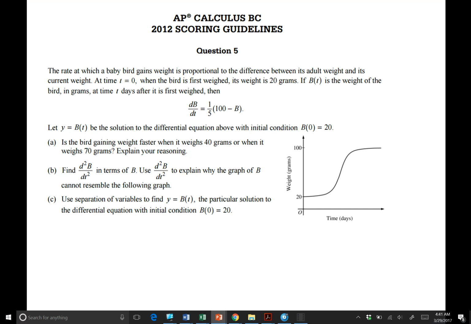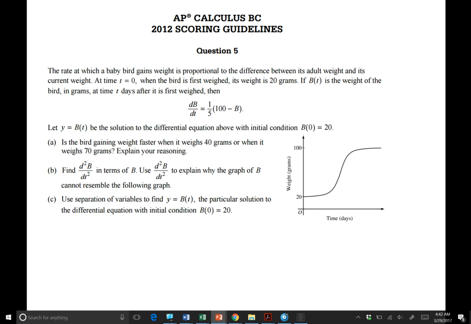This is problem 2012 from question number 5. The rate at which the baby bird gains weight is proportional to the difference between its adult weight and its current weight. At time t equals 0, when the bird is first weighed, its weight is 20 grams. If b of t is the weight of the bird in grams at time t days after it is first weighed, then dB/dt equals 1/5 times (100 minus b).